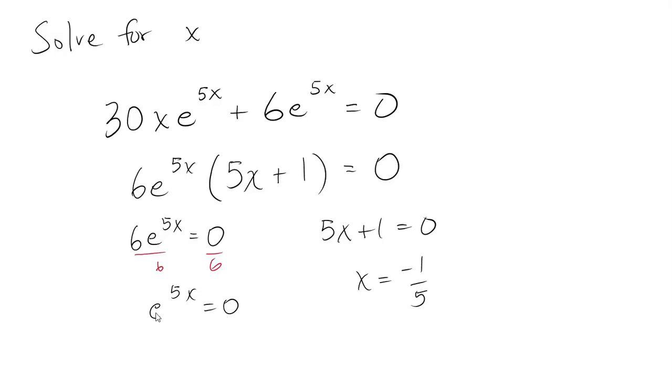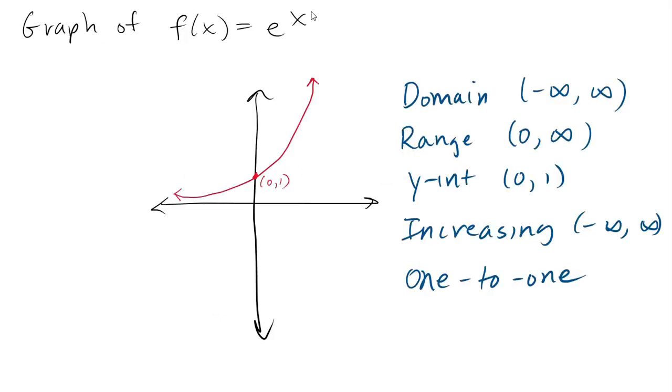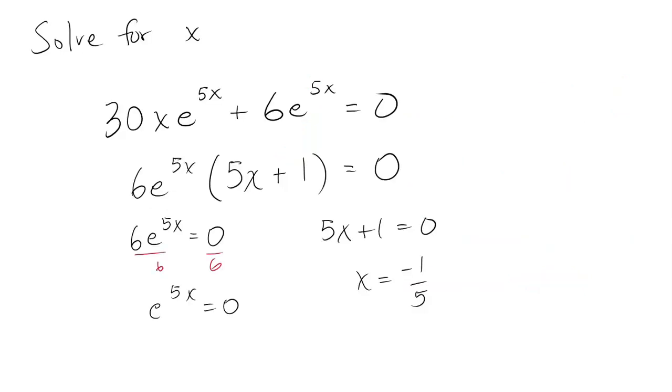Well, you can't. This says that e to some power is going to be equal to 0. Well, if you go back to our properties of e to a power, we said that e to a power is always positive. The range is from 0 to infinity, not including 0. E to a power can never be equal to 0. This part has no solutions, and so the only solution is x equals negative 1/5.